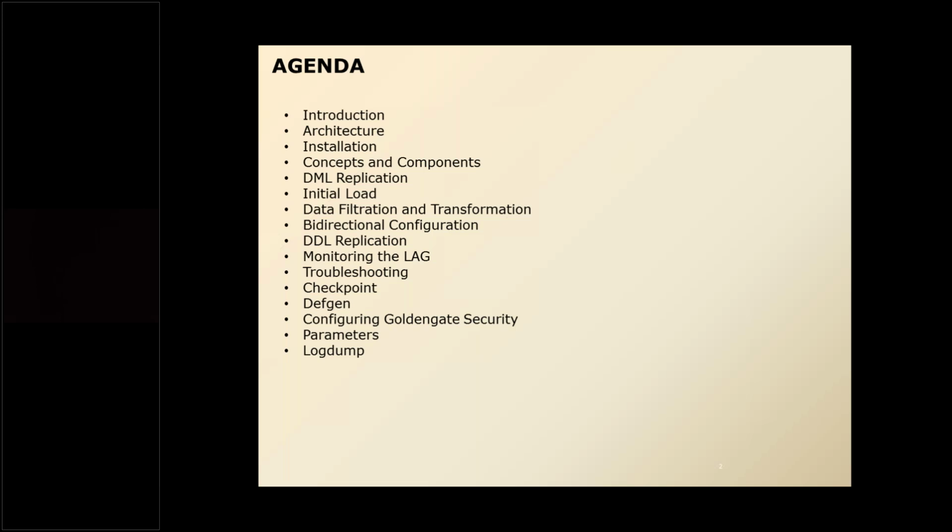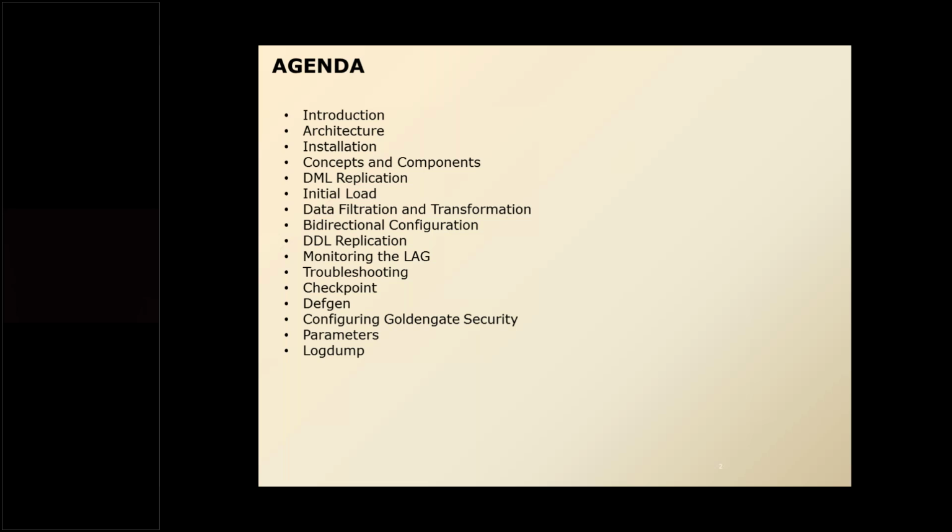Then DDL replication, how to perform DDL replication, how you can replicate roles and users as well in Oracle Golden Gate. Then how to monitor the lag. In this session, we are going to discuss extensively about Oracle Golden Gate performance, as well as new features like the performance metrics server and the Golden Gate heartbeat table, which I have introduced recently into my session.